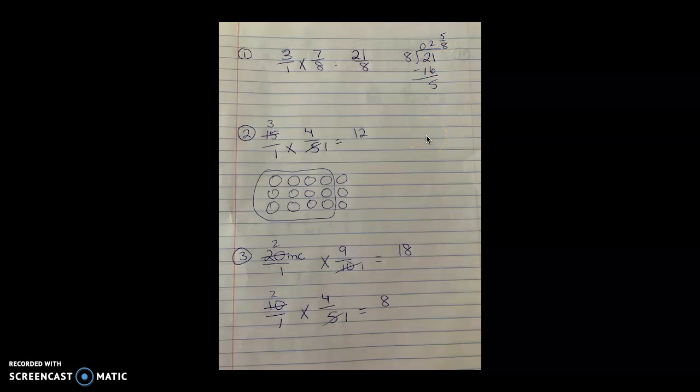For question number 2, we have 15 times 4/5. So 15/1 times 4/5. Notice you can cross cancel. Divide by 5, I get 1. Divide by 5, I get 3. So 3 times 4 equals 12. 1 times 1 equals 1. So 12/1, which is equal to 12.